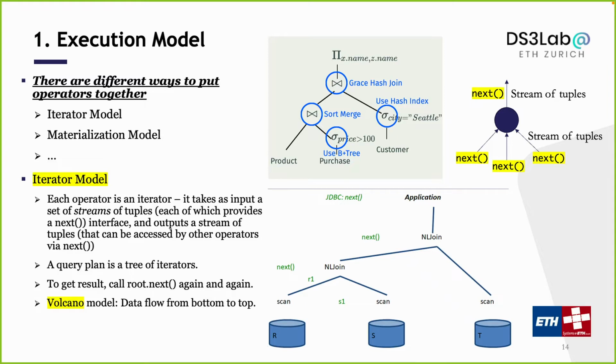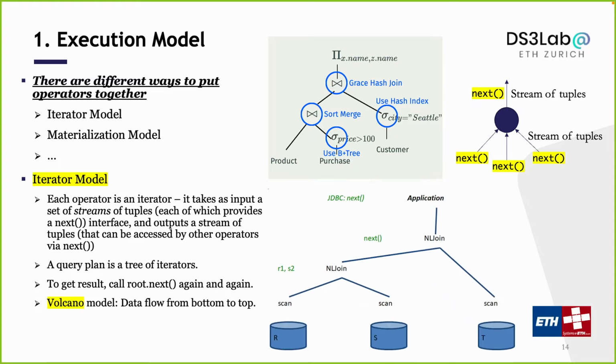And whenever you have a match, you are going to return that. Right? For example, R1, S1, R1, S2 is a match. Then you are going to return that to the parent. Okay? And you keep doing this. And then you have your result.